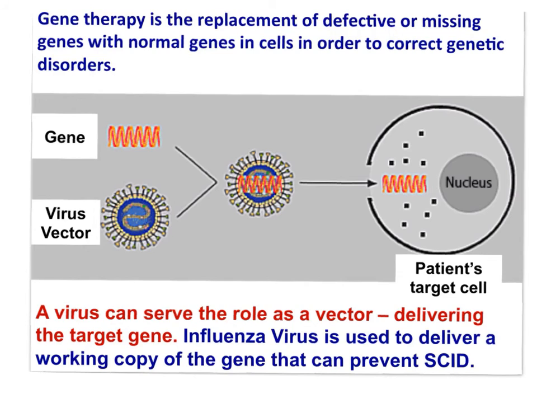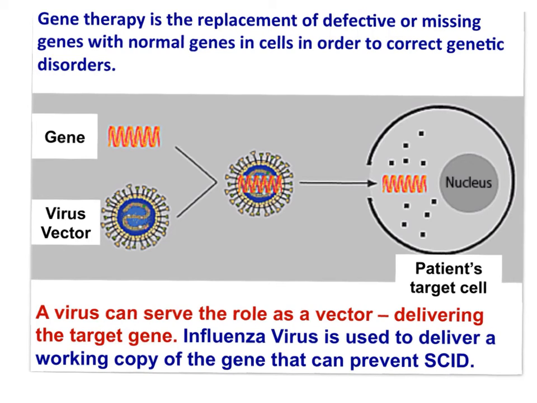Gene therapy is the replacement of defective or missing genes with normal working genes in cells in order to correct genetic disorders. Gene therapy is the use of genetic material to manipulate a patient's cells for the treatment of an inherited or acquired disease. In this diagram, genetic material is inserted into a virus that by its nature delivers the genetic material to a cell.